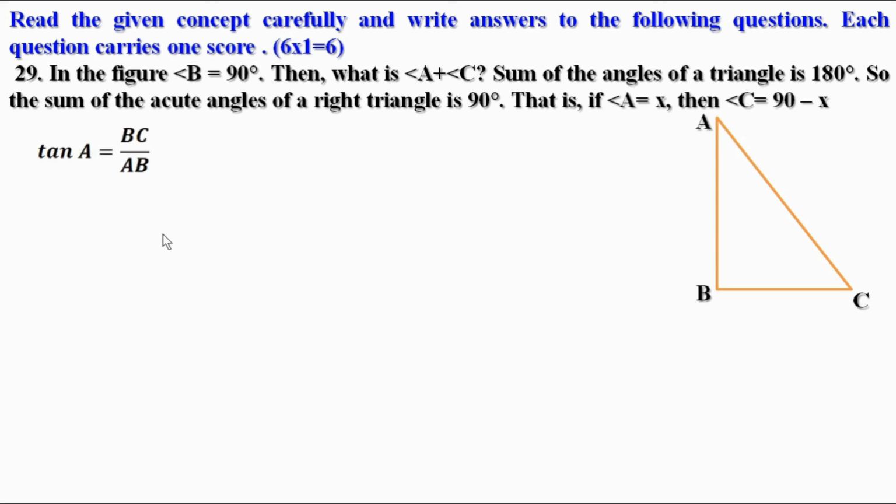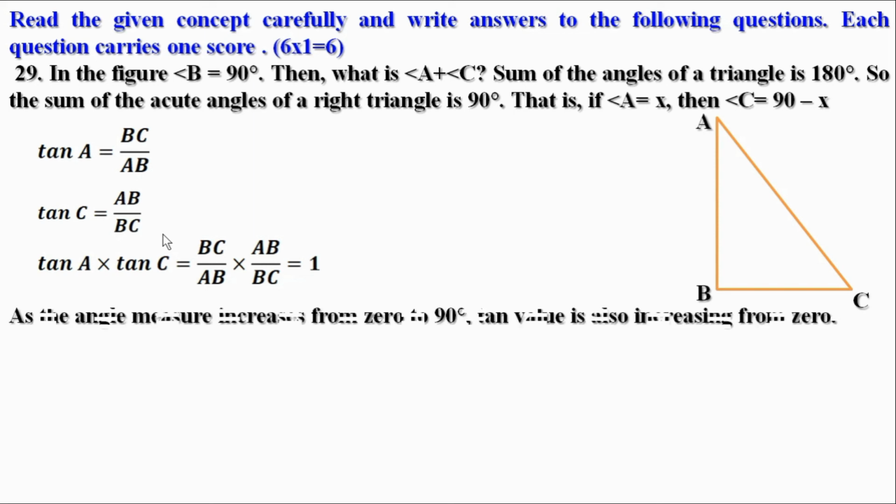Tan A equals BC by AB. Tan C equals AB by BC. Tan A into tan C equals BC by AB into AB by BC, that's equal to 1. As the angle measure increases from 0 to 90 degree, tan value is also increasing from 0.